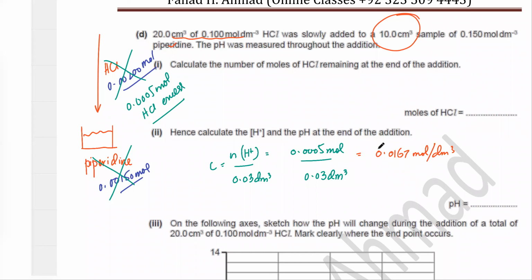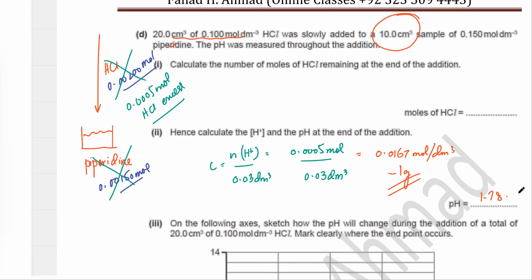So you're getting the concentration of H+ as moles divided by volume, and you have to find pH. So just take the negative log of this. If you take the negative log of this, what do you get? 1.78. So the final pH is 1.78. That means that at the end of the titration, after you've added all this HCl, you had 0.0005 moles of HCl in excess, and that means the concentration of H+ right at the end was 0.0167, and you took the negative log, you got 1.78.